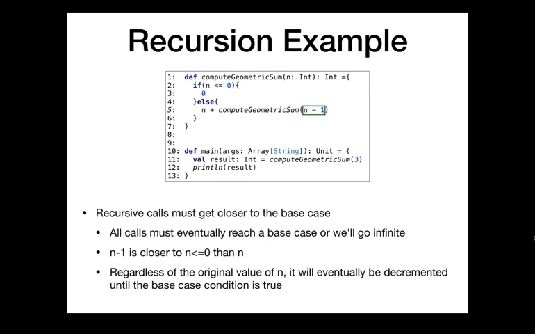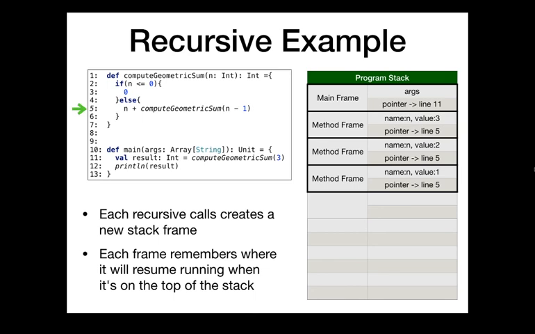If it doesn't hit a base case, we just constantly make more and more recursive calls, more and more frames on the stack, stack overflow, program crashes, no good. We've got to reach our base case eventually. If our recursive call is always getting closer to our base case, we can pretty much guarantee that's going to happen.